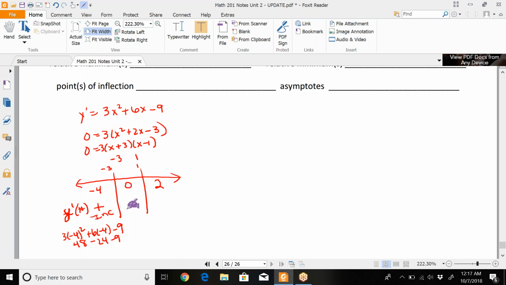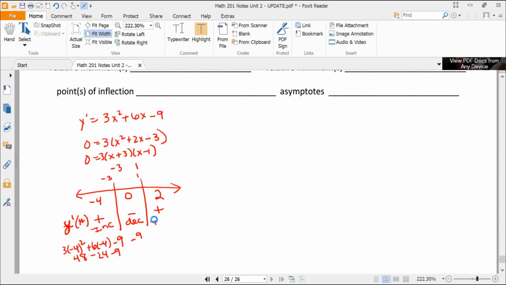If you plug in 0, you're just going to get -9, because that's easy to see. The x's are going to go away, so that means that region is decreasing. And if we plug in 2, it's going to come out positive. I'm not going to write it all in, but you can use your calculator, plug it back into the first derivative, and notice that it comes out positive, which means we are increasing on that region.